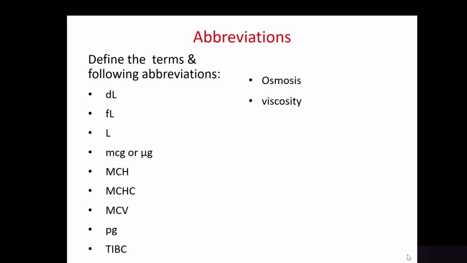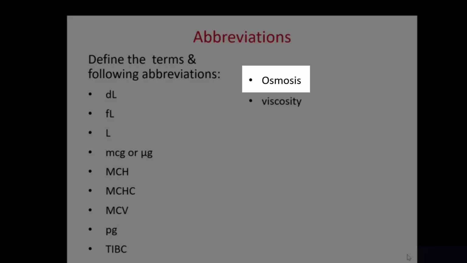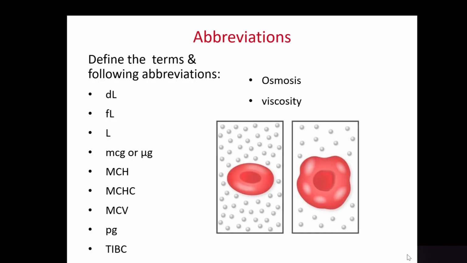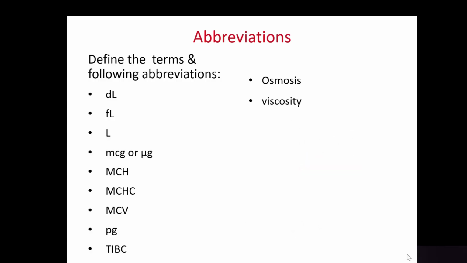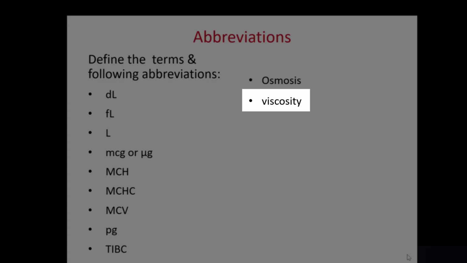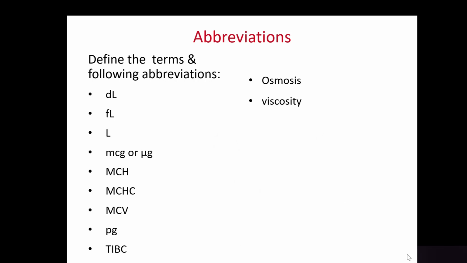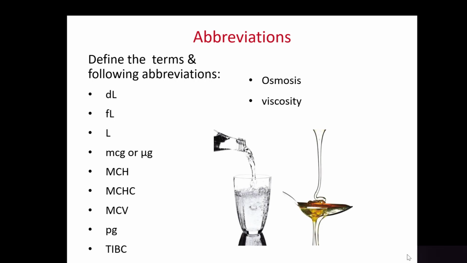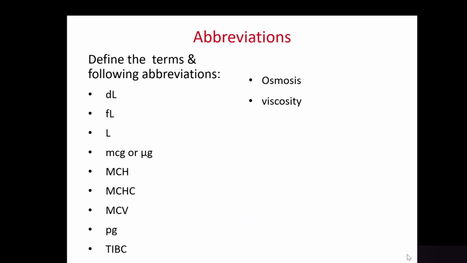The terms on the right also relate to blood. Osmosis refers to the passage of water through a semi-permeable membrane like a cell wall. All cells exchange water by osmosis, including blood cells. And viscosity refers to the thickness of a fluid or how resistant a fluid is to flow. Think of water versus honey. Water will flow much faster than honey because honey is more viscous. Whole blood is about 5 times more viscous than water, although a lot less than honey. So it's true what they say, that blood is thicker than water.